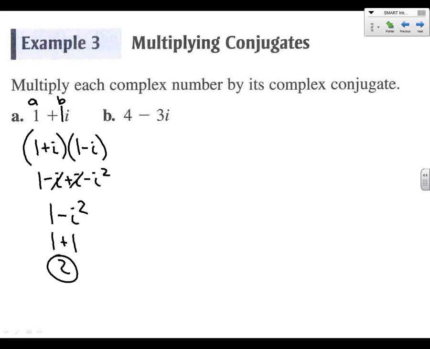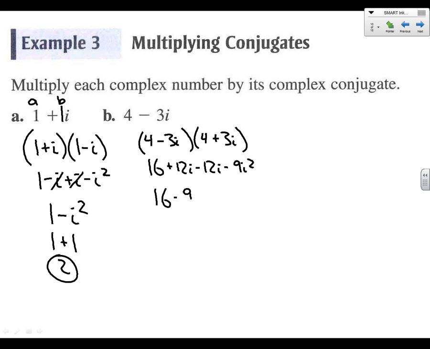But let's go ahead and take a look at b, and I think you'll see the shortcut will actually save you a little time. I'm going to do it all the way out, and then we'll take a look at the shortcut. 4 minus 3i times 4 plus 3i. 4 plus 3i is the conjugate. If we were to FOIL this out, we would have 16 plus 12i minus 12i minus 9i squared, which is 16 minus 9i squared, otherwise known as 16 plus 9.